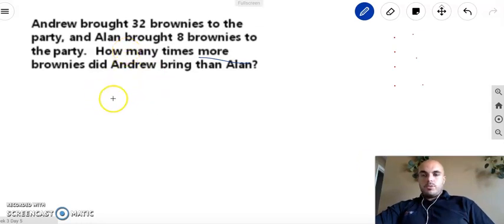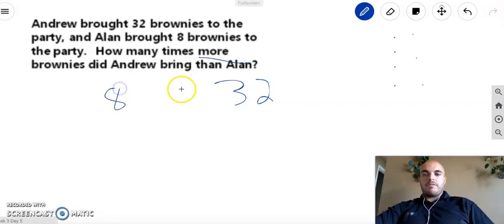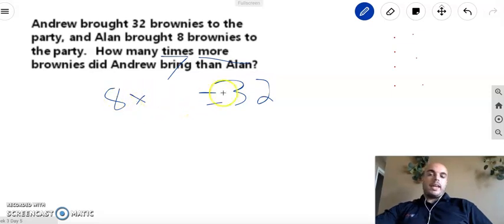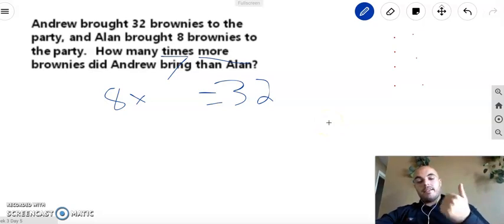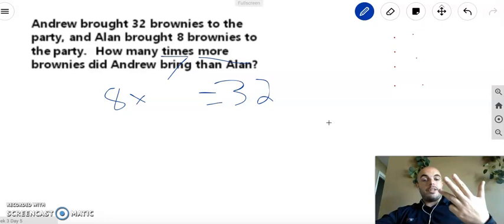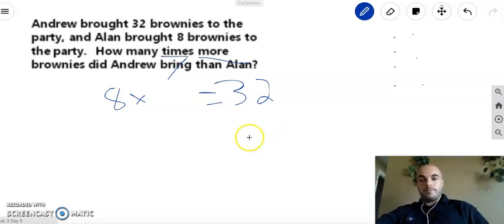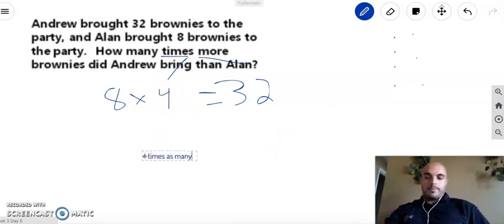Okay, so we have 32 brownies for Andrew and Alan bringing 8, because we need to find how many more did Andrew, so that means we're putting a 32 on this side of the equation. How many times, of course, tells us multiplication. So I'm going to see what I need to multiply 8 by to get 32. If I even just skip count with my fingers, I have 8, 16, 24, 32. You could, of course, use the tree method, but this is a simple way too. If you know your 8s or any of your numbers off the top of your head, use it on your fingers. So I have 1, 2, 3, 4. So 4 times as many.